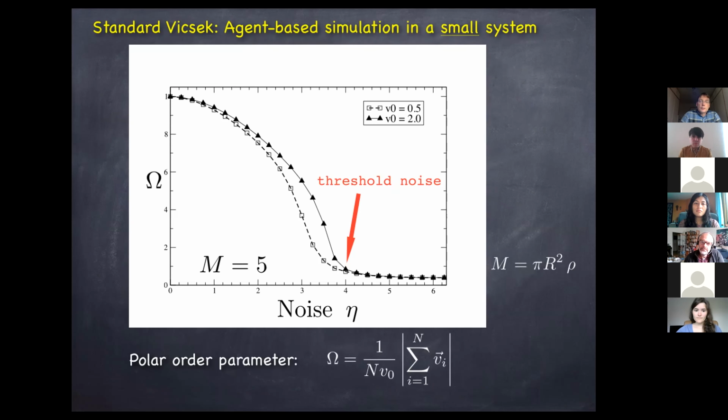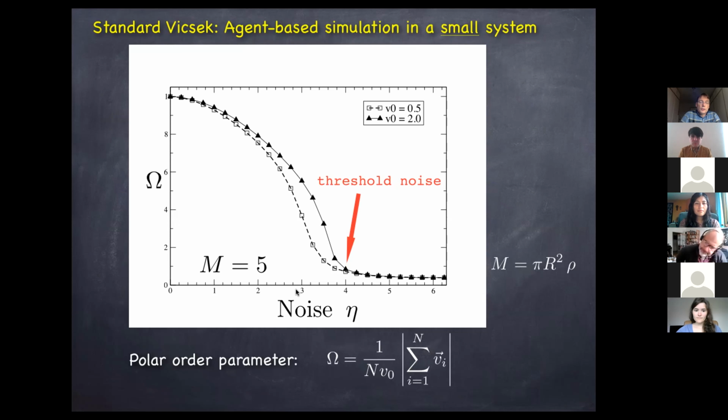Anyway, so if we go back to the standard Vshape model where you have that discrete time step and multi-particle interactions, and you just throw everything in a small system, and you do an agent-based simulation. And then what you observe is that it's something like a phase transition in a small system where we have a polar order parameter, omega, which is the sum of all the velocity vectors normalized by the number of the particles and the velocity.